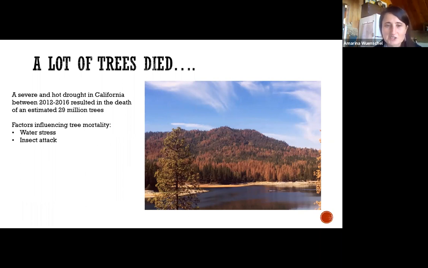So I'm going to set the stage and say, and I think this will probably come as no surprise to any of you, that a lot of trees died during the Sierra Nevada mortality event. But just to really set the background in case some of you are less familiar with these systems, I'm going to repeat this statistic that I've heard so many times now, and that's that there was a severe hot drought in California between 2012 and 2016, which resulted in the death of an estimated 29 million trees. So that's a lot of trees.